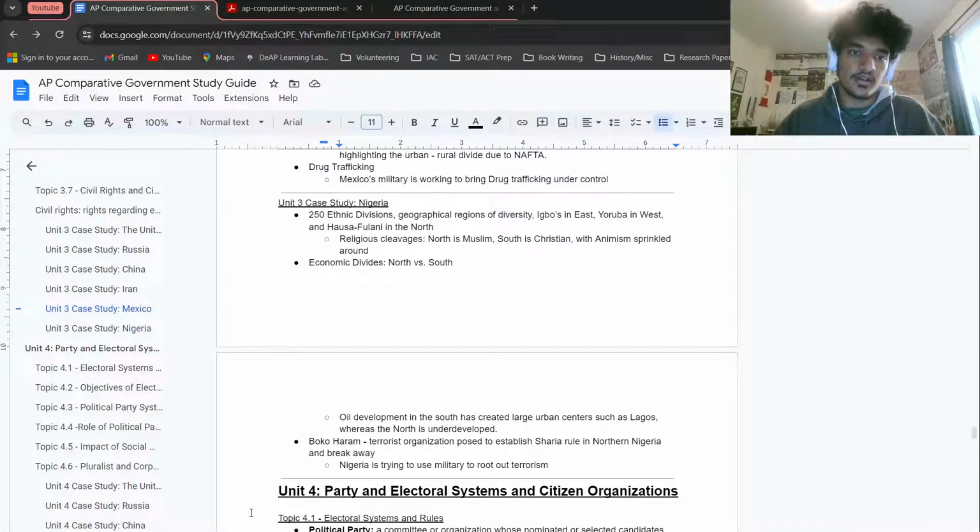And finally, Nigeria. Ethnic divisions, obviously. Tons of ethnic people, different races, different religions, mixing in Nigeria. So make sure you know that.